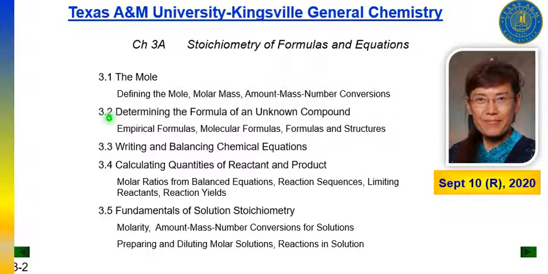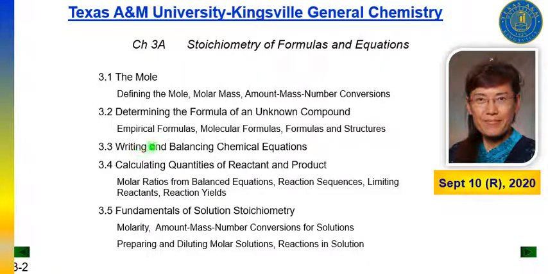Point 2. Determine the formula of some unknown compounds. Those compounds can have different types of formulas. We are going to learn empirical formula, molecular formula, and structural formula. And then today we are going to touch base on writing and balancing the chemical equations.